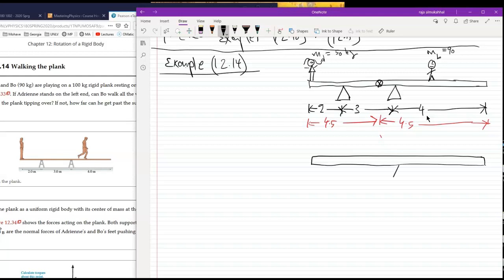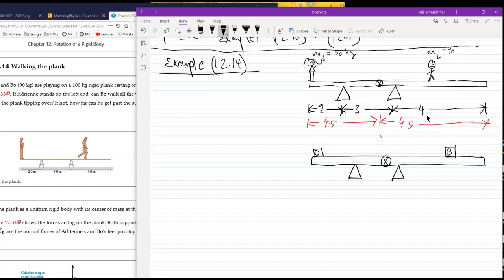Here is one support. Here is the center of mass. Here is the other support. Here is Adrian. Okay, I'll make it into a box, and I make this guy, I'll put him at some arbitrary distance. We don't know where he is, right? So we're going to call that Bo, and that's Adrian, D, if you will.